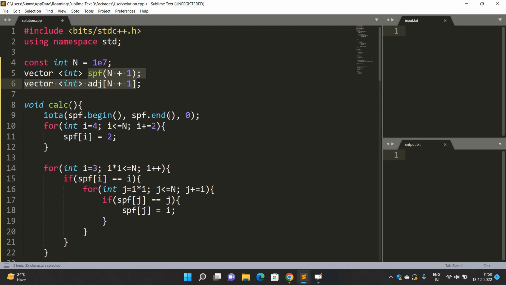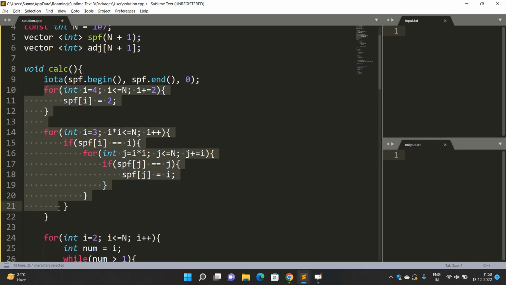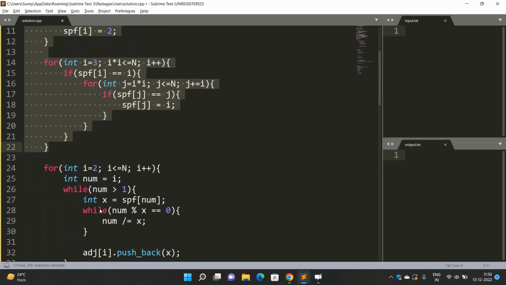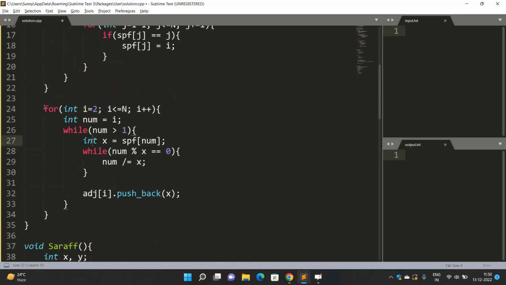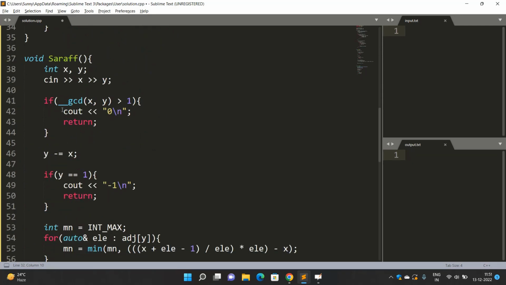Now, this is the part that is going to calculate the least prime factors for each number. Here I am just storing the least prime factors for each of the numbers from 1 to 1e7. If you are not getting this idea of how we have done that, you can search for the least prime factor using sieve, and you can get the article on GeeksforGeeks, I think. So this will store the least prime factor.